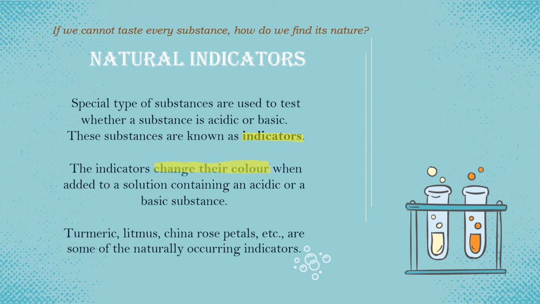Some common types of indicators which we use are turmeric, litmus, China rose petals, etc. Out of these, the one you will be dealing with the most is litmus. Litmus is also the one which you will be using in your lab, right? So now let's go ahead and learn about these indicators in detail.